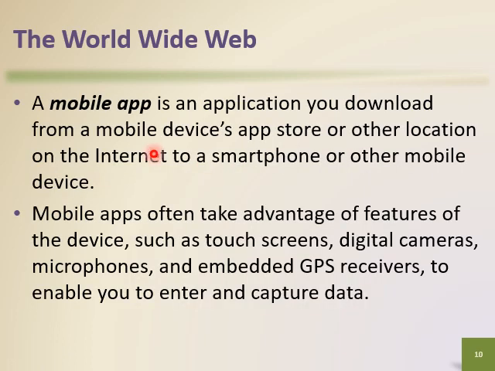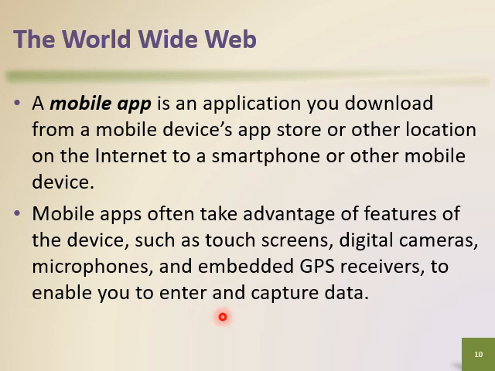And then we have the mobile apps we have discussed earlier. It is the application that is used to open up the websites on a mobile device, and you can download these applications from the Play Store or the App Store on the smartphone. Mobile apps take advantage of the features of the device such as touchscreen, digital cameras, microphones, and embedded GPS, so that you can easily capture and enter the data.